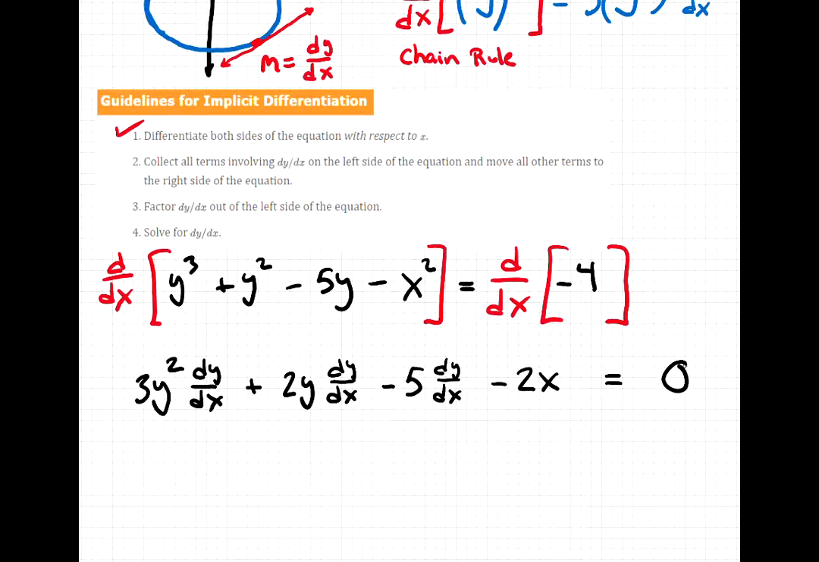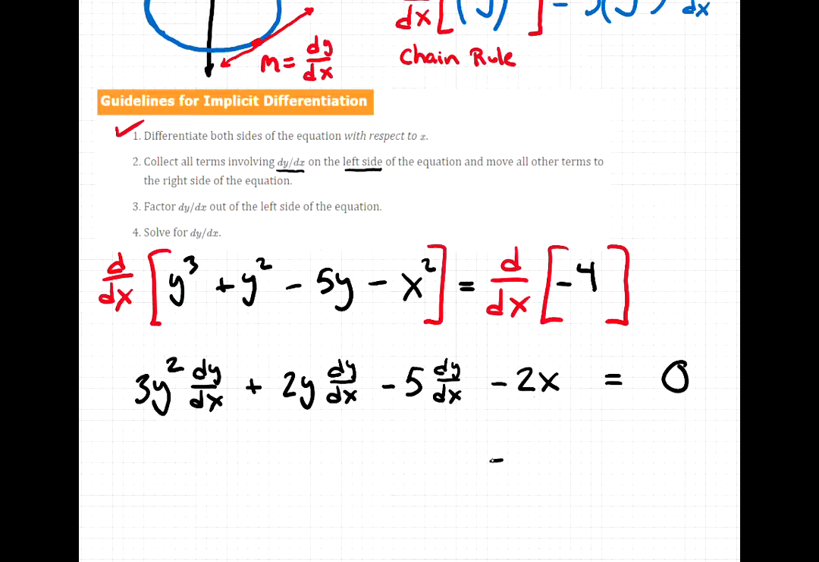Now, step 2, so now we're trying to solve for this dy dx, right? So let's move everything with a dy dx on one side and everything without it to the other. In the guidelines it says the dy dx's all go on the left side. It doesn't have to be the left side. If they start off on the right, just leave them on the right. Just one side gets all the dy dx's, the other side gets all the terms that don't have the dy dx. In this case, it's just the minus 2x.